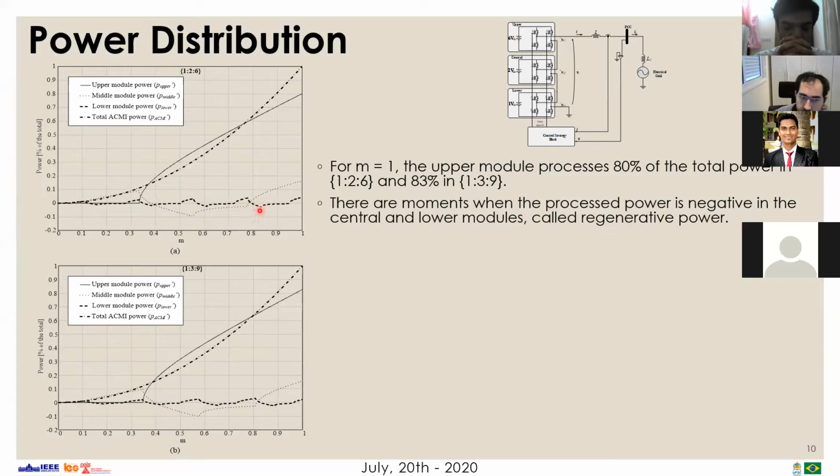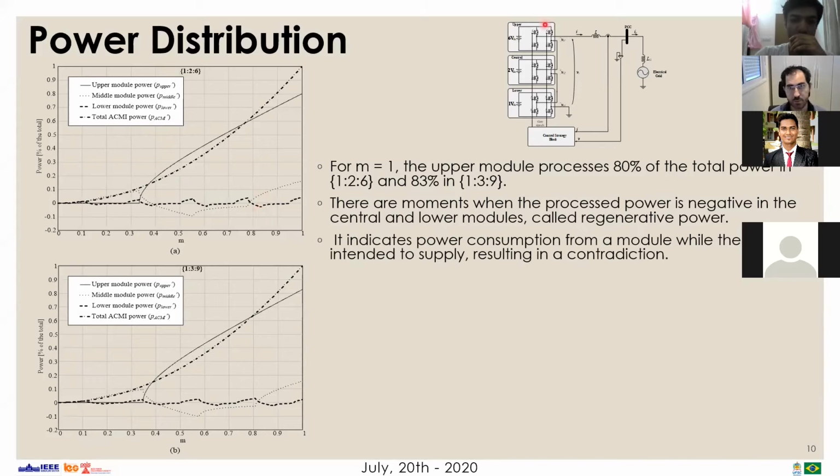And let's suppose at this point here the modulation index is 0.82 or 0.83, for instance. So this is the power injected into the grid. This is the power processed at the upper module. This is the power processed at the central module. And this is for the lower module. And you can see that the lower module has negative power.